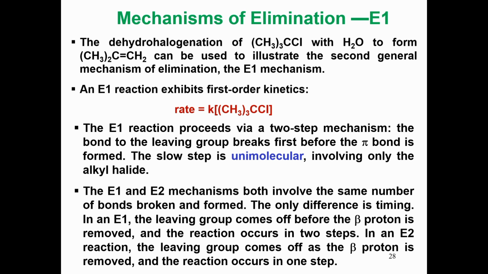Unlike the E2 mechanism, the E1 mechanism is determined by just the alkyl halide. It is unimolecular because it's only the alkyl halide that determines the rate of the reaction. It is two steps because the first step is the transition state, which determines the rate of the reaction, and this is where the alkyl halide is involved. While the second step is when a base abstracts the beta hydrogen to form an alkene.